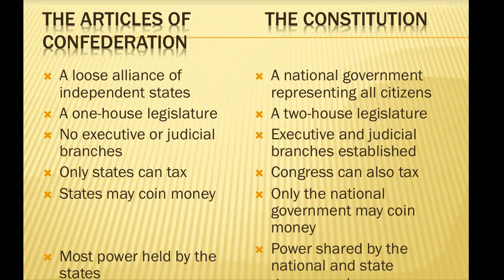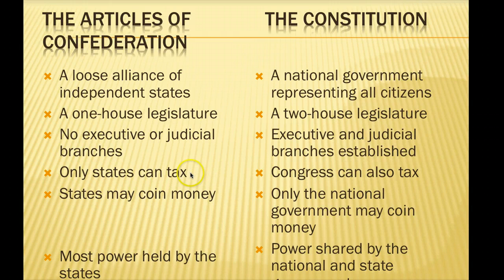And here's just a brief review so that you could see the difference between the Articles of Confederation and the Constitution. The Articles was a loose alliance of independent states. The Constitution created a national government that represented all citizens. The Articles had a one-house legislature. The Constitution has a two-house or bicameral legislature. The Articles had no executive or judiciary branches. Under the Constitution, there are 3.